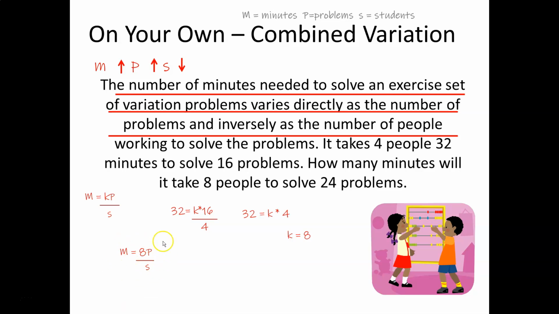Now we're going to use that formula to solve the problem. How many minutes will it take 8 people to solve 24 problems? So people is students, so that's where the 8 goes, where the S is. And P is problems, that's the 24. So we're going to plug those numbers in. The 8s will both cancel, and we're left with 24. It will take 8 people 24 minutes to solve 24 problems. That's it for today. Enjoy the rest of your afternoon.